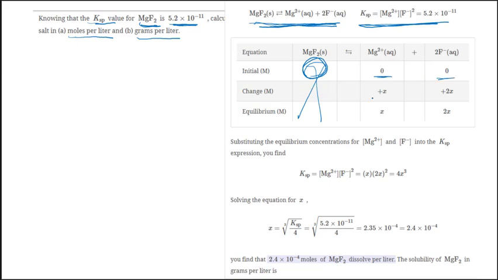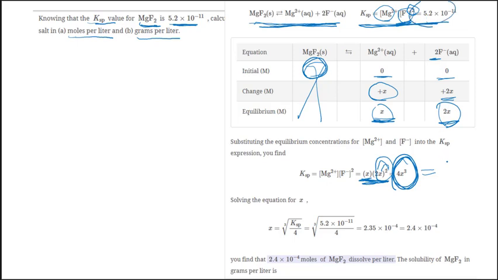I lost reactant, I gained product. Here I gained X, here I gained 2X. So at equilibrium, I have X and 2X. So I would have X times 2X squared. That square is going to distribute. 2 squared is 4, and X squared is obviously X squared. So I would have 4X squared times X, which is 4X cubed. And 4X cubed is equal to the KSP, which is 5.2 times 10 to the negative 11.